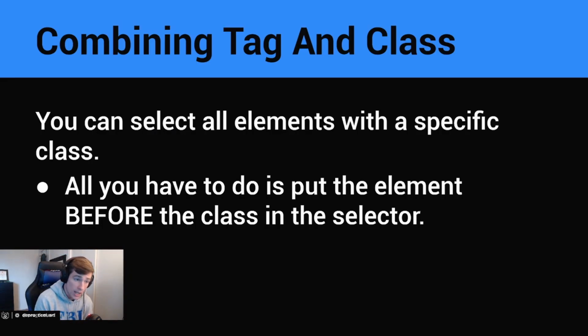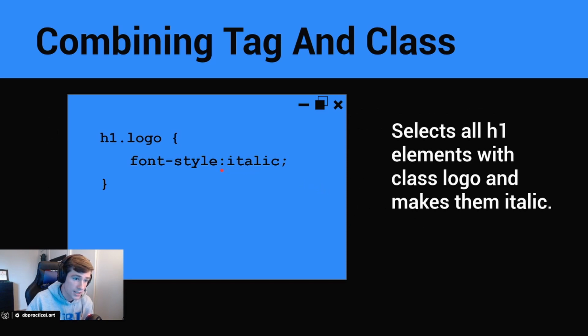So you can select all elements with a specific class. All you have to do is put the element before the class in the selector. What does that look like? Like this. So you put h1.logo. This is the class, and this is the element. So this selects all h1 elements with class logo and makes it italic.